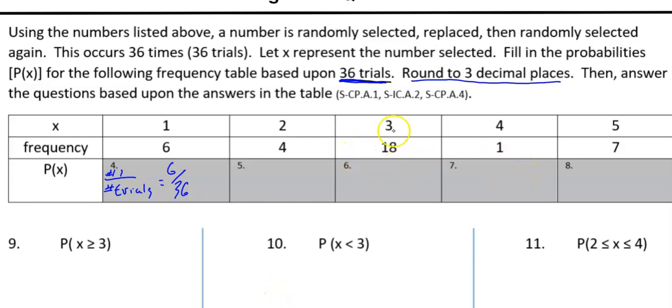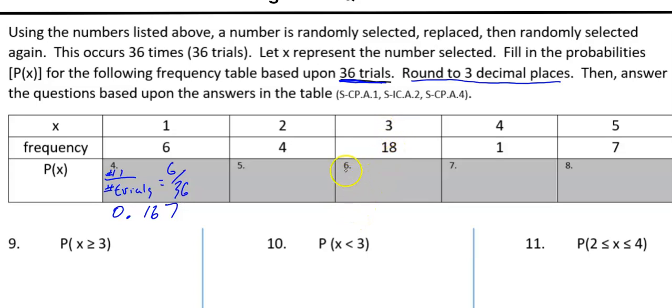Okay? So I'm going to jump ahead. Let's look at the 3. So how many? I'm going to leave these in for you to fill in. And of course, we want to round this to the nearest 3 decimal places. So when I bang that into my calculator, I'm going to get 0.167 when I round to 3 decimal places.